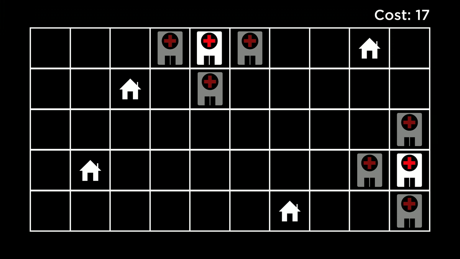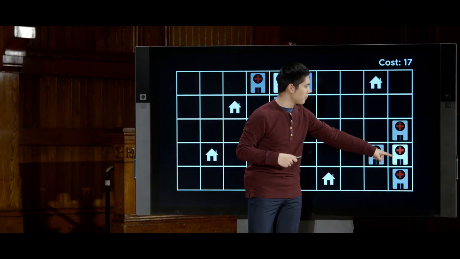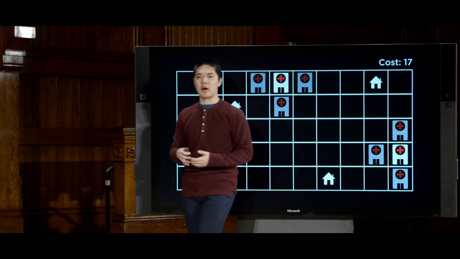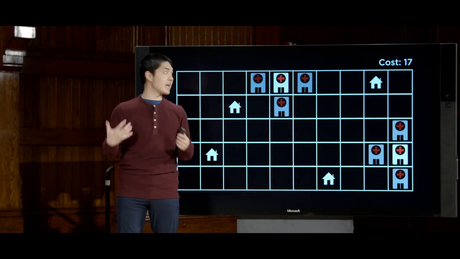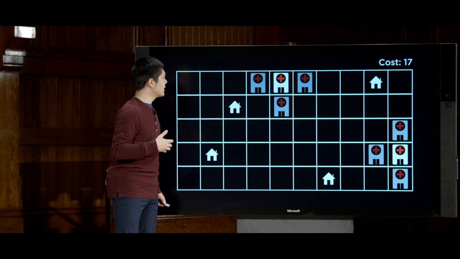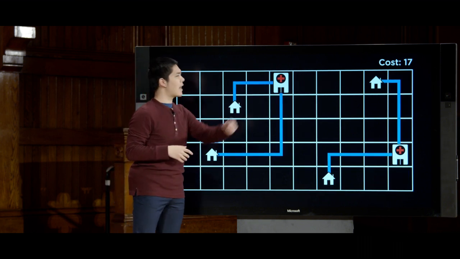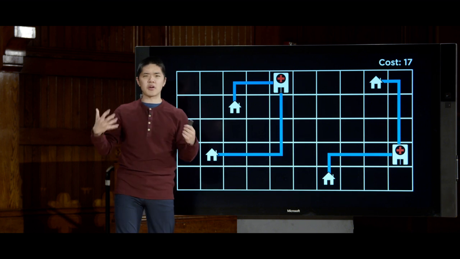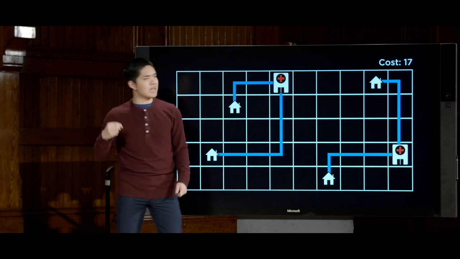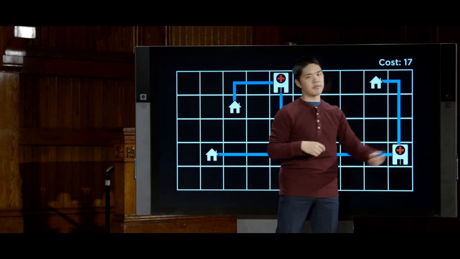We could take this hospital and move it to any of these 3 possible squares, or we take this hospital and move it to any of those 3 possible squares. And each of those would generate a neighbor. And what I might do is say, all right, here's the locations and the distances between each of the houses and their nearest hospital. Let me consider all of the neighbors and see if any of them can do better than a cost of 17.